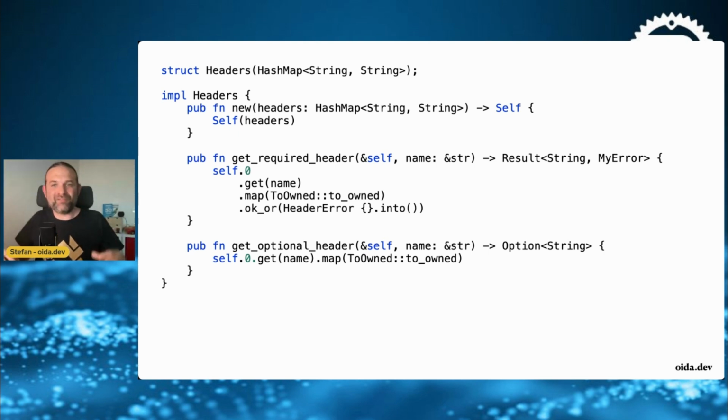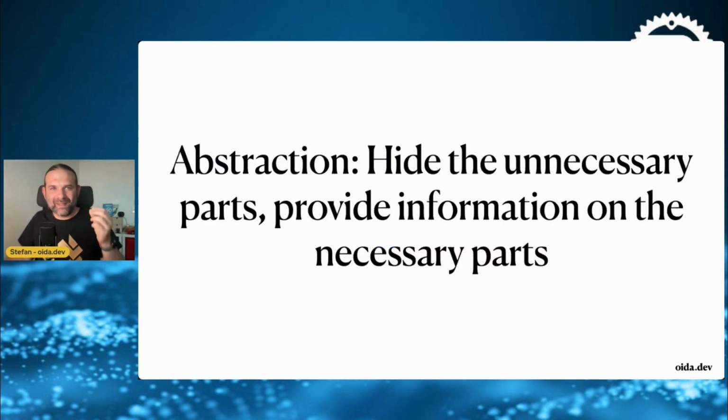And just as with file name, we added our own semantics on top of a standard data type. The characteristics of the data structure move to the back, and our goals of what we want to achieve, that comes forward. Again, abstraction is here to hide the unnecessary parts and provide information on the necessary parts.